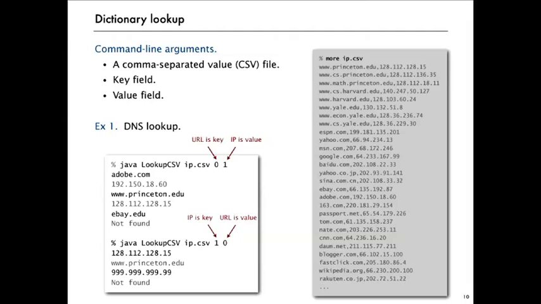And then if we want to look up the IP address associated with a given URL, we can just type in URLs and the client will return the IP address. It'll do the lookup. So adobe.com has this IP address as shown in this line here in the table and so forth. Princeton.edu has this IP, and ebay.edu is not in the file.